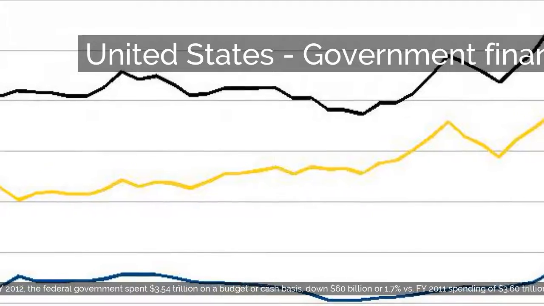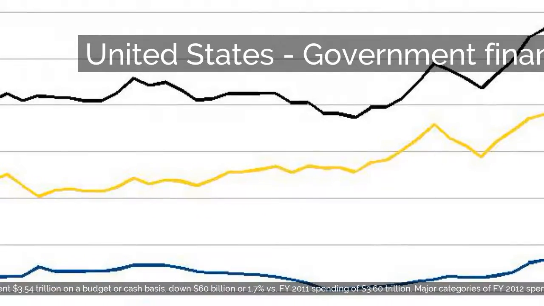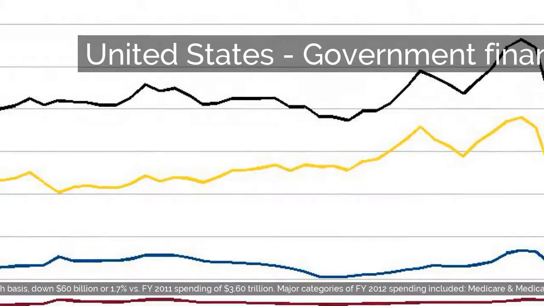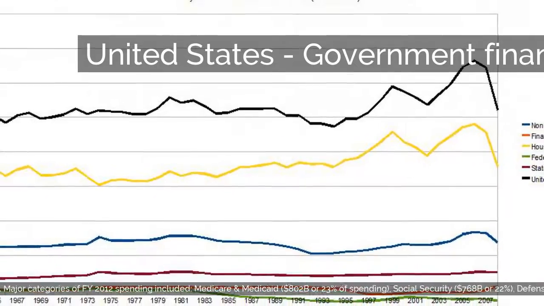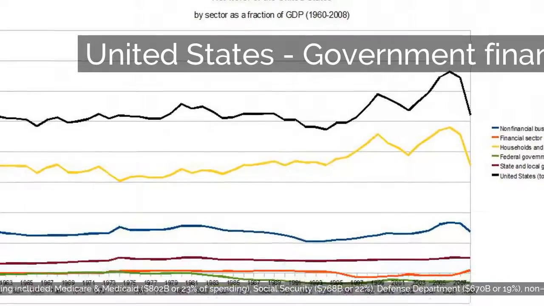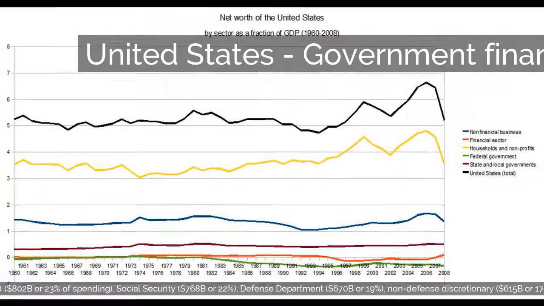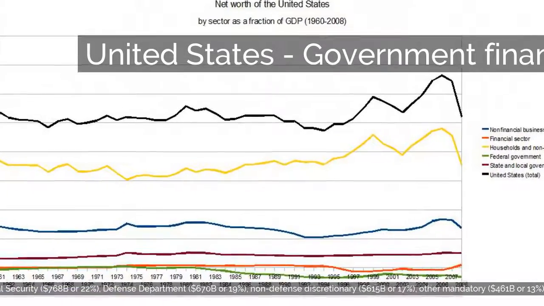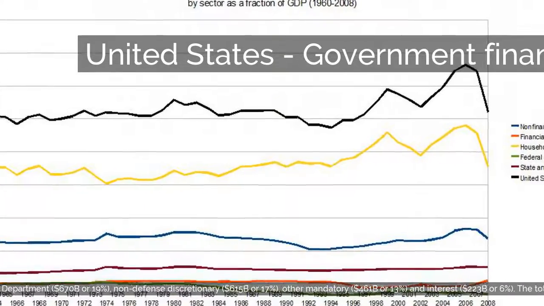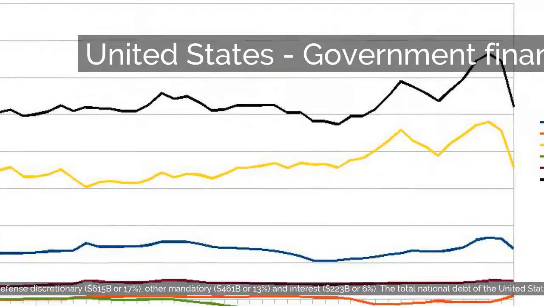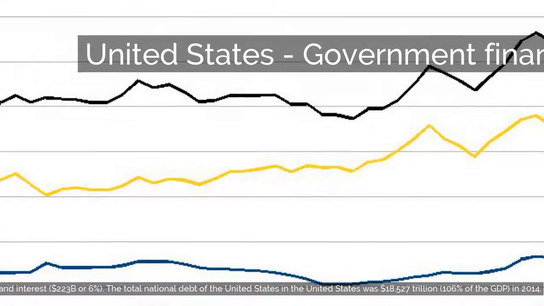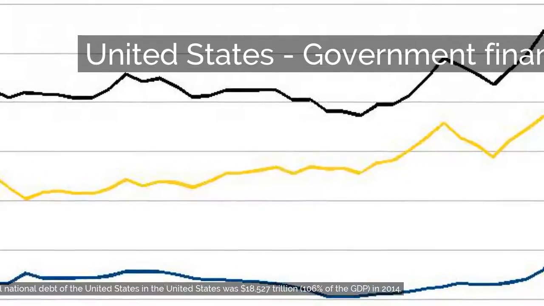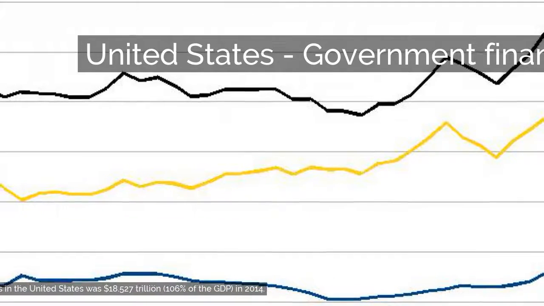State and local taxes vary widely, but are generally less progressive than federal taxes as they rely heavily on broadly borne regressive sales and property taxes that yield less volatile revenue streams, though their consideration does not eliminate the progressive nature of overall taxation. During FY 2012, the federal government spent $3.54 trillion on a budget or cash basis, down $60 billion or 1.7% versus FY 2011 spending of $3.60 trillion.